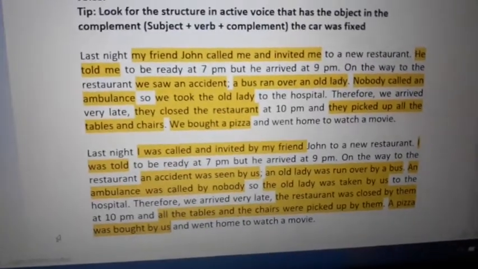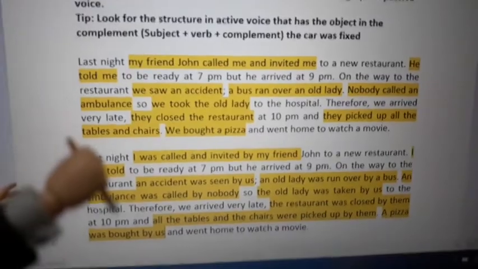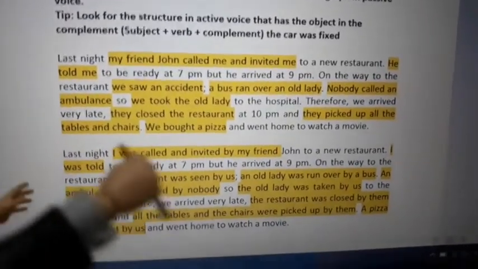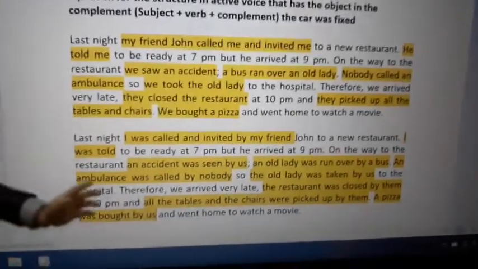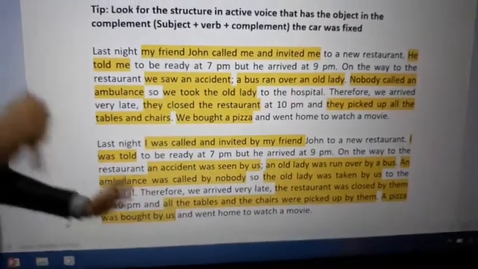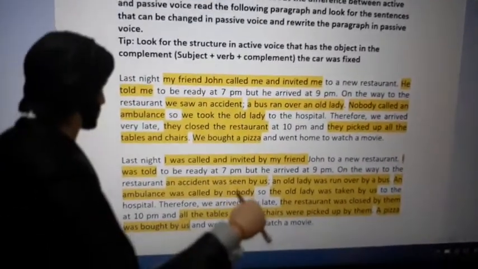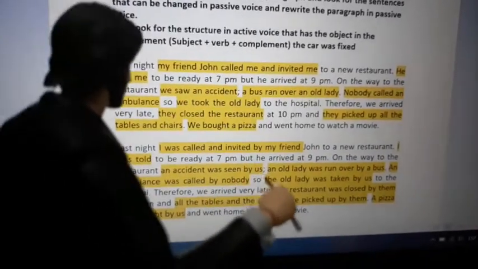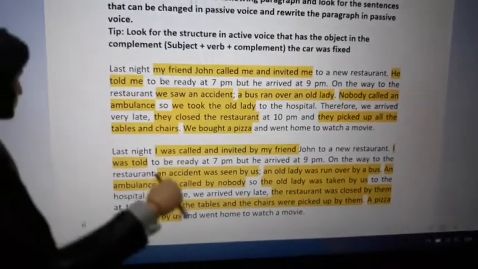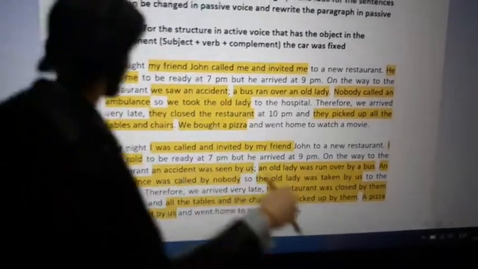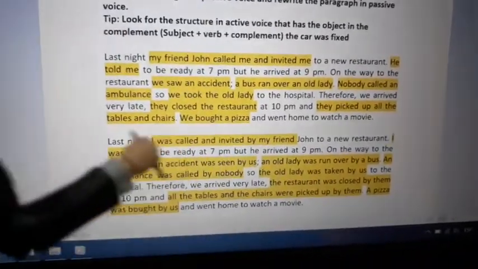The story in active voice says: Last night my friend John called me and invited me to a new restaurant. He told me to be ready at 7 p.m., but he arrived at 9 p.m. On the way to the restaurant, we saw an accident. A bus ran over an old lady. Nobody called an ambulance, so we took the old lady to the hospital. Therefore, we arrived very late.